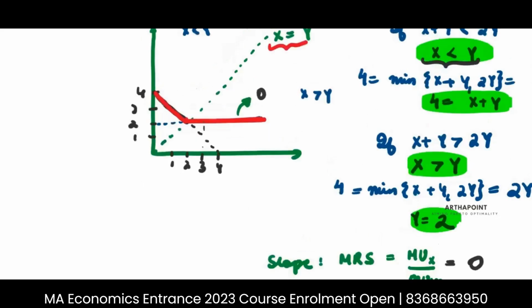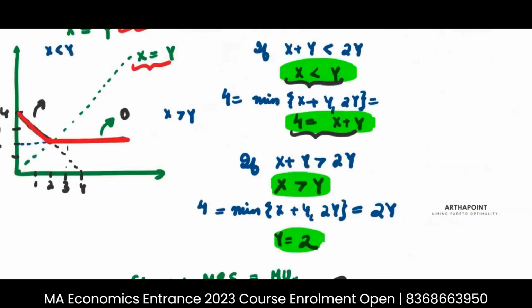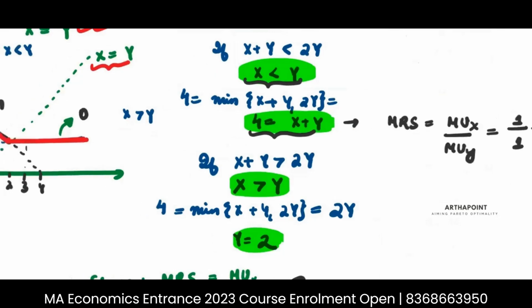And in this part, my MRS is simple. This is my utility function, x plus y. So my MRS will be MUx by MUy. How does utility change when X changes? Differentiate with respect to X, you will get 1. How does utility change when Y changes? Differentiate with respect to Y, you will get 1. So your MRS is 1.